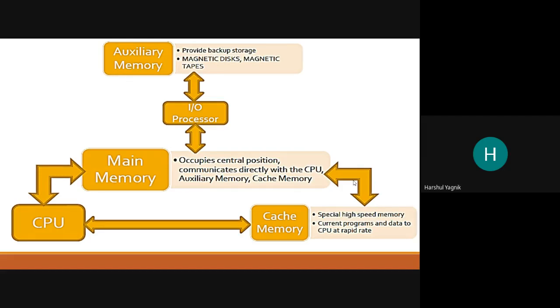So my question is, where is the location of cache memory? Is it with the RAM? Is it with the ROM? Is it with auxiliary memory? Is it with the CPU? Where is the location of cache memory?